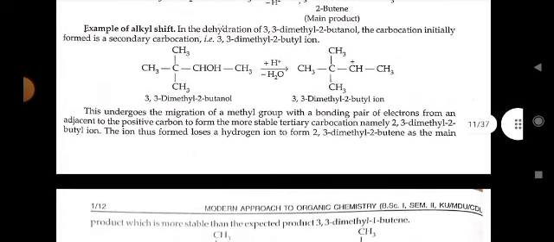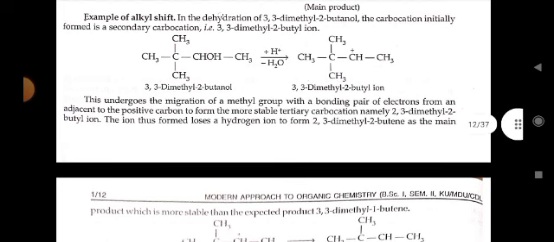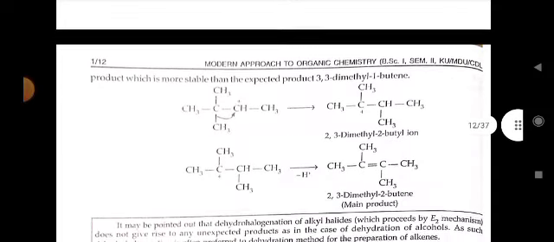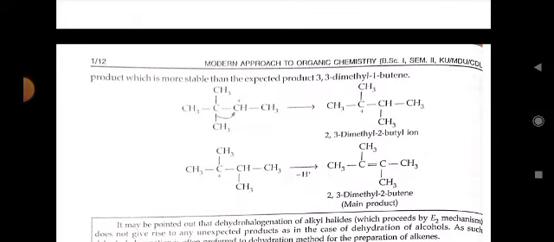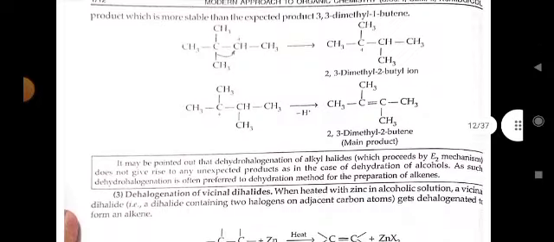Example of alkyl shift: in the dehydration of 3,3-dimethyl-2-butanol, the carbocation initially formed is a secondary carbocation, that is 3,3-dimethyl-2-butyl ion. This undergoes the migration of a methyl group with a bonding pair of electrons from an adjacent carbon to the positive carbon to form the more stable tertiary carbocation, namely 2,3-dimethyl-2-butyl ion. The ion thus formed loses a hydrogen ion to form 2,3-dimethyl-2-butene as the main product, which is more stable than the expected product 3,3-dimethyl-1-butene.